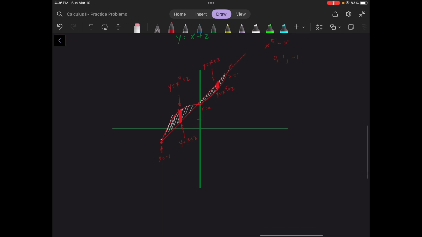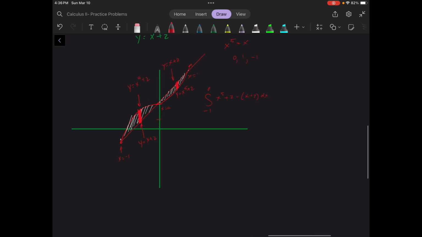So we could write this as two integrals. The integral from negative 1, not negative 0, negative 1 to 0 of the displacement of the functions, x to the fifth plus 2 minus x plus 2, dx. And then we're going to add to that the integral from 0 to 1, and they're going to be flipped. Now we have x plus 2 on top and x to the fifth plus 2 on the bottom.